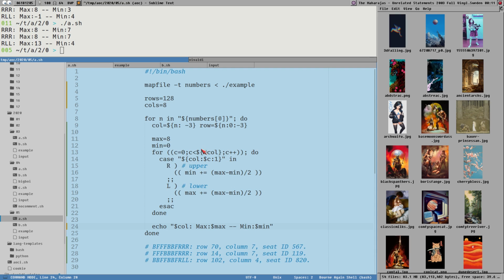But if we instead send the row, just set the max to 128 and see what we get now. Whoa. Also we need to change this. I think we should do this also.